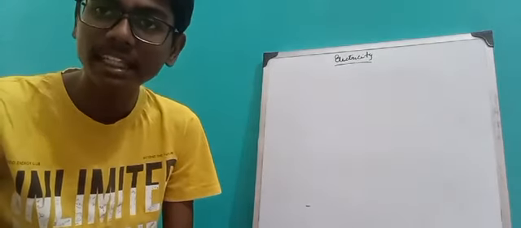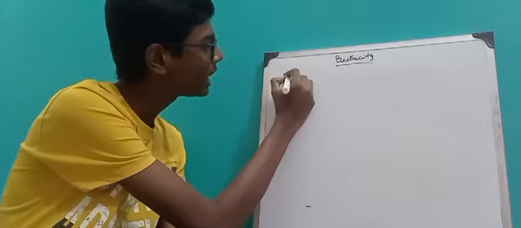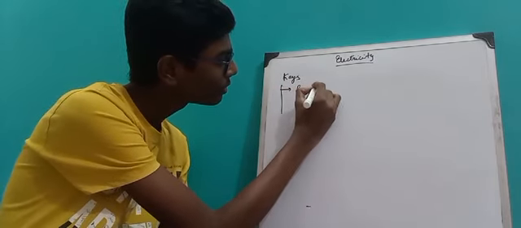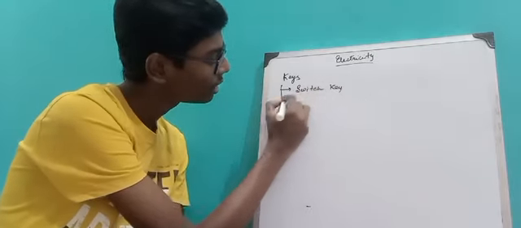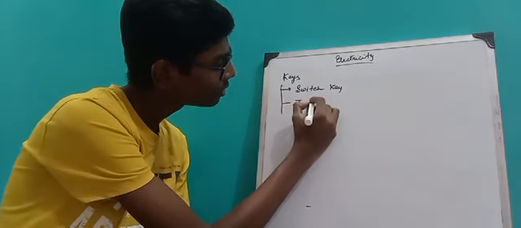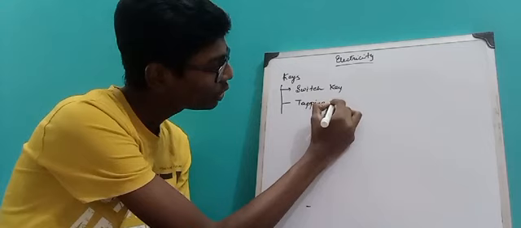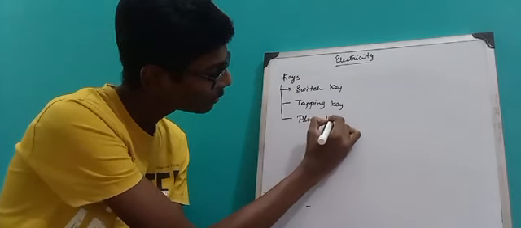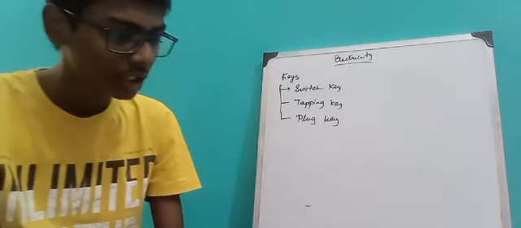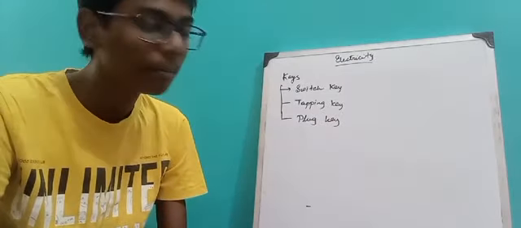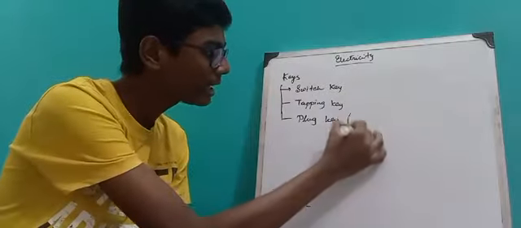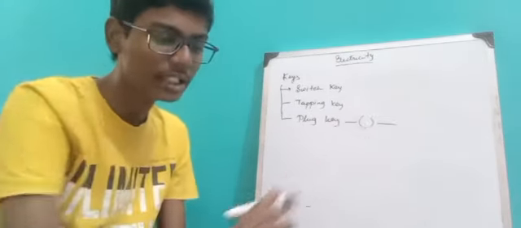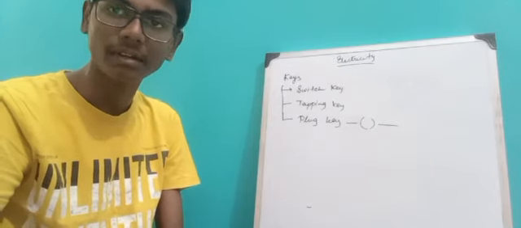How to represent a key in a circuit? Keys are of three types. At first, the switch key, the tapping key, or tap key, both you can say, and third is the plug key. Switch key, tapping key, plug key. How to represent a plug key? A plug key is represented in this way.